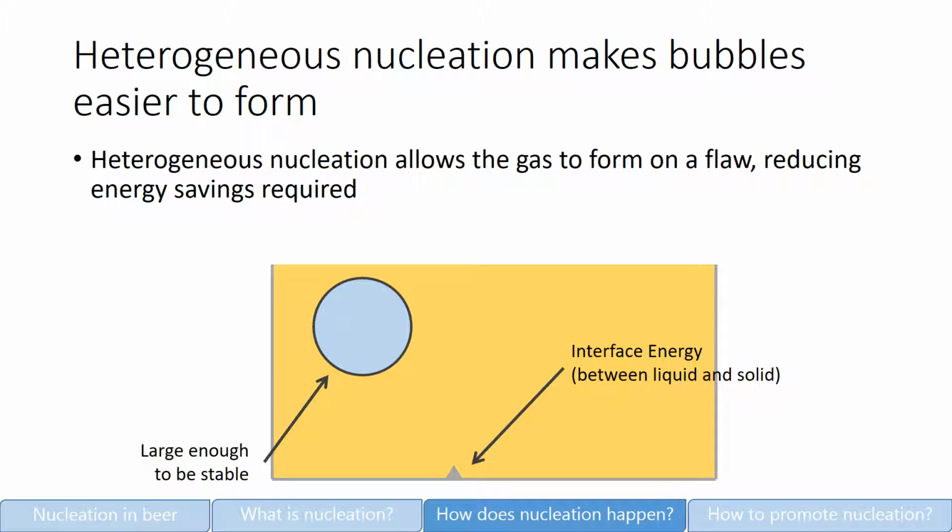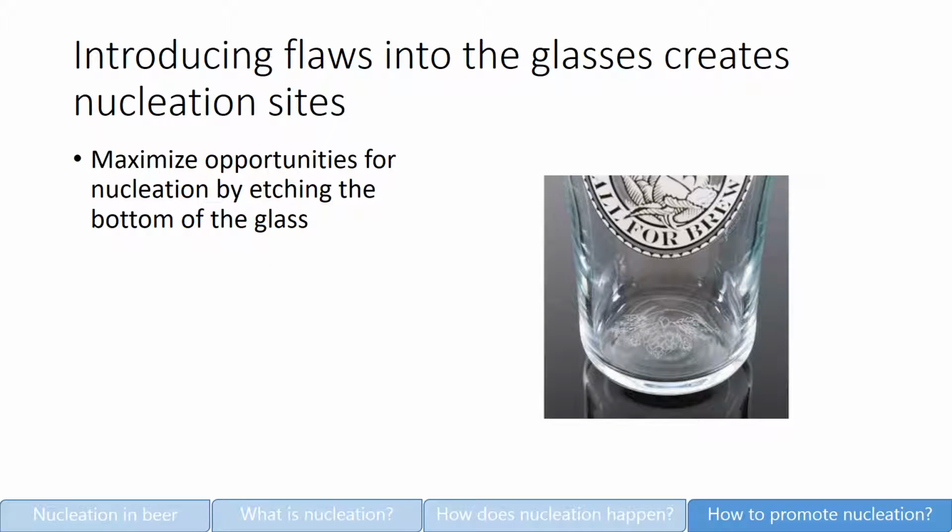One way to make smaller and more bubbles possible is through heterogeneous nucleation. In this nucleation process, bubbles form on surface flaws. These flaws offer a good place for nucleation because they have a very high interface energy. Creating a bubble at the flaw reduces this energy, as the bubble interface energy is not as high as the flaw's. When designing glassware, we want to maximize opportunities for nucleation.